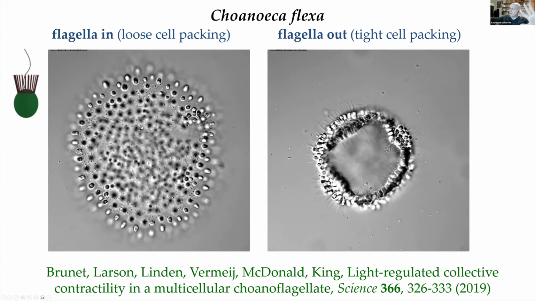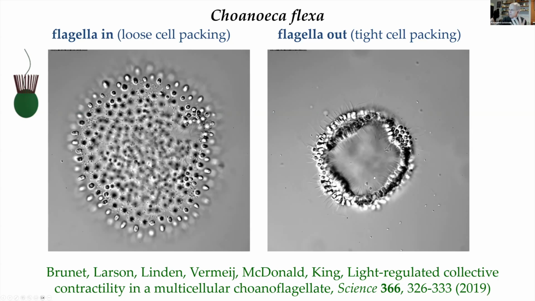So the cells are far apart, the flagella point in. It's not very good at swimming, but it's very good at filter feeding because of the porosity of that network. And the other form is a much more compact structure where the cells are very close together. And now this bowl has flipped to the opposite curvature, and the flagella point out. And this thing is very good at swimming and not very good at filter feeding. And the transition between these two is triggered by changes in light or by chemicals. So it's a really interesting sort of bistable elastic sheet.